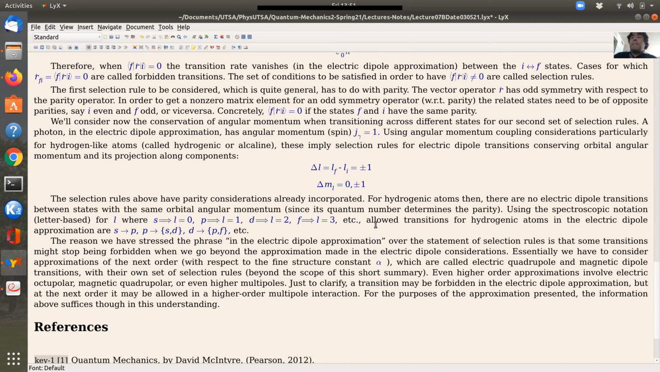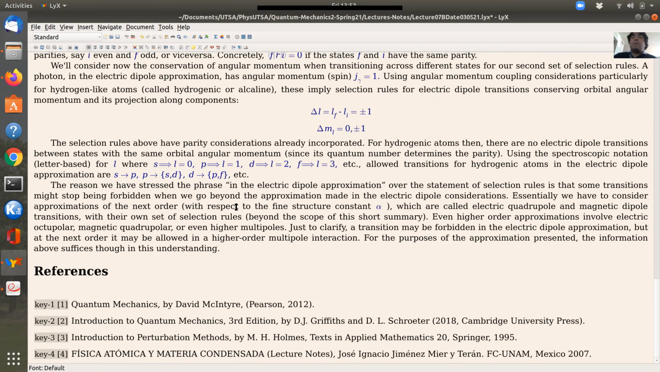So basically, the allowed transitions such that delta L is equal to plus minus 1 in this spectroscopic notation are as follows. Let's say that you are in the state S, which is the lowest L. Well, you have to go to P. Then P can go to plus minus 1, meaning higher or lower in L, so it can go to S or D. Then D can go to P or F, etc., so that you have to satisfy this. But you cannot stay in the same L in the interaction with the photons, essentially. So I have hammered the phrase in the electric dipole approximation. And so why is that?